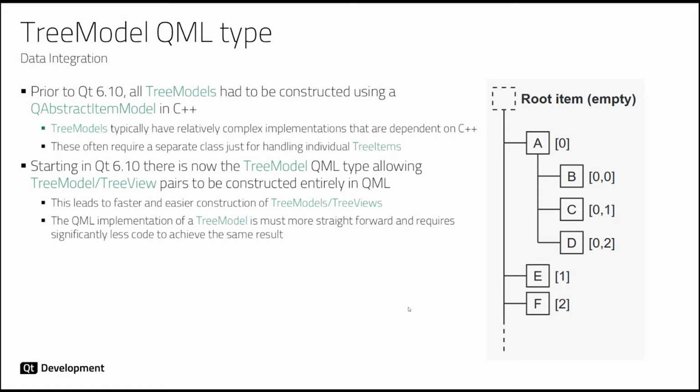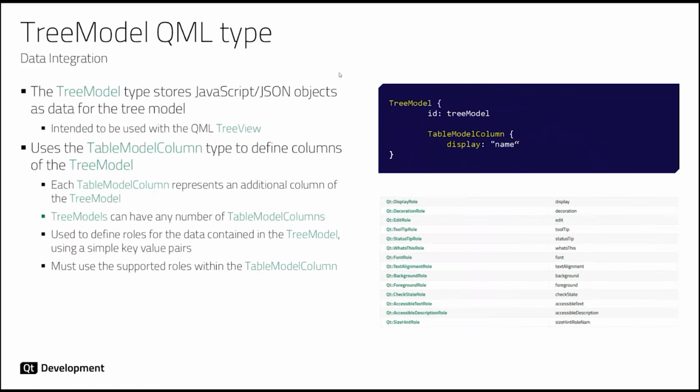So our hope is that this leads to some faster and easier construction of views of this type, and the QML implementation is much more straightforward and requires significantly less code to achieve the same result as when you had to have the C++ dependency. So here we see a bit of an image of what a tree model looks like. So this is the more complex of the model types due to the parent-child structure of tree models, and therefore this is a little bit more complicated than the list model and table model counterparts, which already have QML types associated with them. So all right, so the tree model QML type.